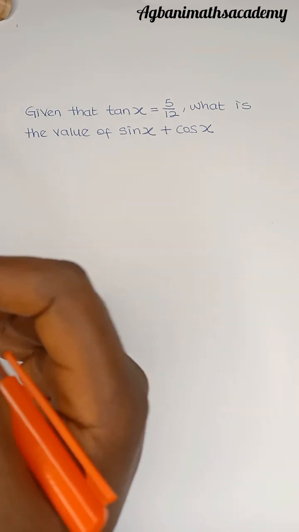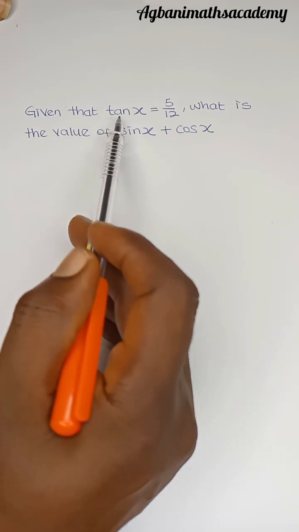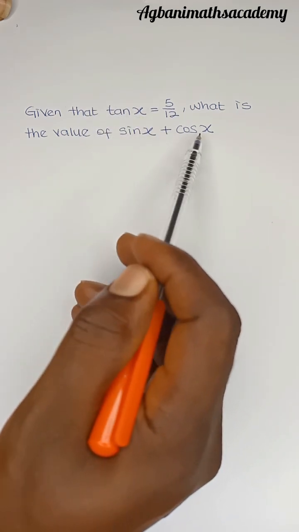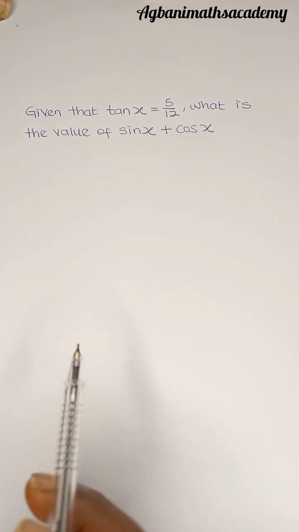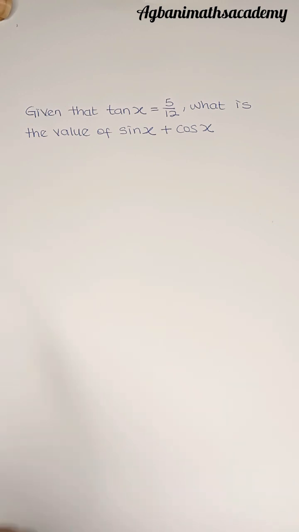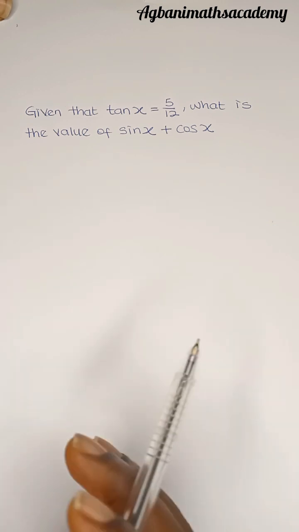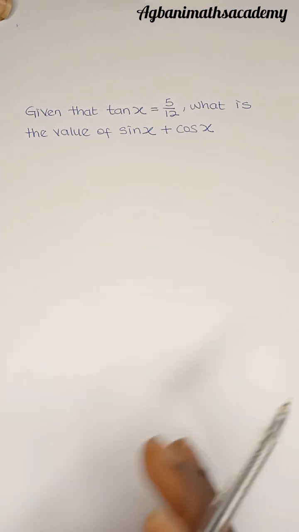How do we know this is a question of SOHCAHTOA? We can see tan here, we can see sine, we can see cos. What is SOHCAHTOA used for? SOHCAHTOA is used when solving a right angle triangle, when an angle is involved.